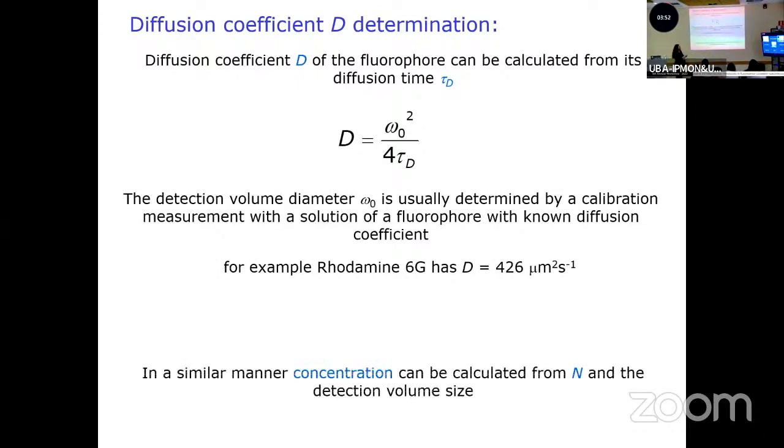So we can calculate, for example, rhodamine 6G has a diffusion of 426 micrometers squared per second. Rhodamine is a very, very small molecule. And one thing I have not talked about is the size of the molecule. If the size of the molecule is very large, it's going to diffuse slowly. If the size of the molecule is very small, it's going to diffuse much faster. And similar to the concentration, it can be calculated for N.